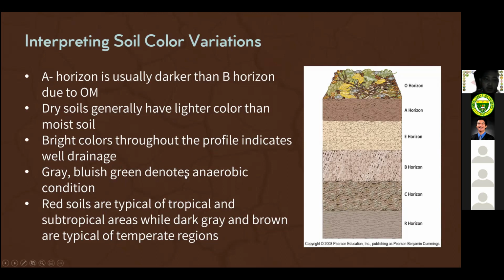Gray or bluish green denotes anaerobic condition. So gray, di ba, minsan once we observe na waterlogged yung soil, grayish yung kulay ng lupa, because of the anaerobic condition. Then red soils are typically of tropical and subtropical areas, while dark gray and brown are typical of temperate regions. Dito sa Philippines, di ba, more on red soils ang meron tayo because of our climate, which is we are in the tropical climate.